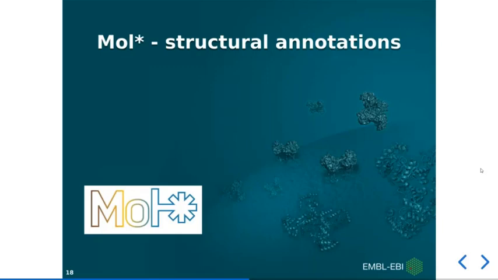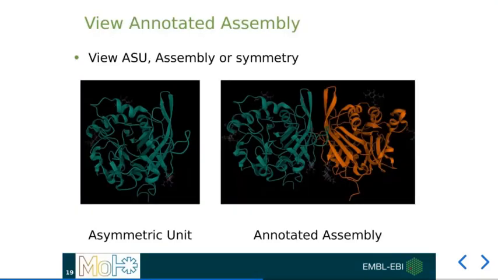Now here I will show you how Mol* can be used to show annotations, including those prepared by the PDBe and those from other bioinformatics services. So what I mean by annotations here are, for example, highlighting the differences between the structure in the asymmetric unit versus the biological quaternary structure, or symmetry partners.